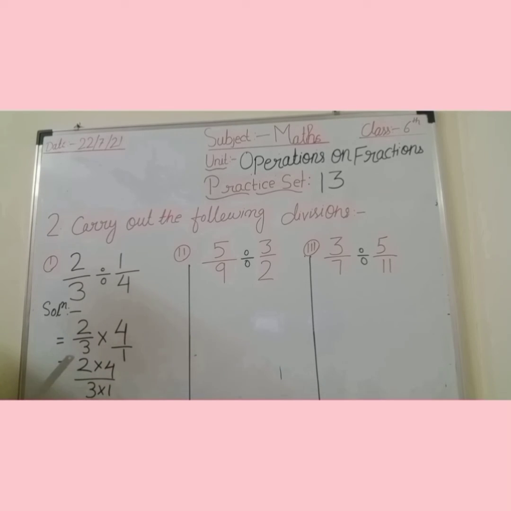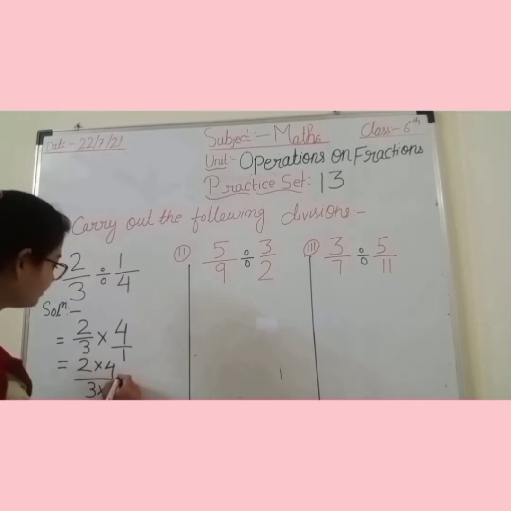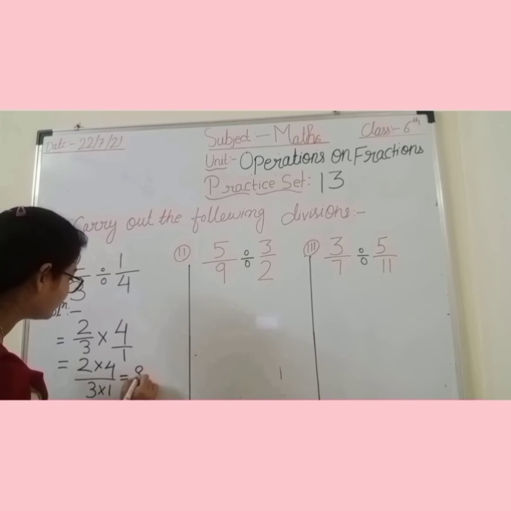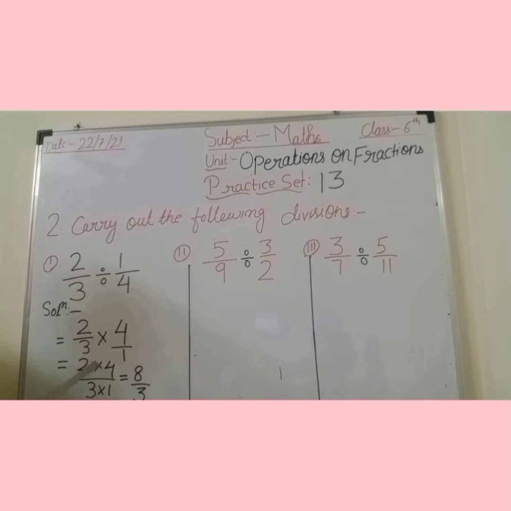I have written 2 into 4 because these two are in numerator, 2 into 4 upon 3 into 1 because these two are in denominator. So 3 into 1. So what you will get? 2 4s are 8, 3 1s are, sorry, 3 1s are 3. So I have got here 8 by 3. When you divide 2 by 3 by this fraction, you will get 8 by 3.